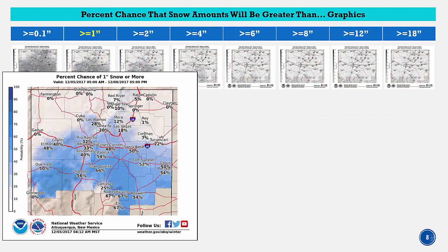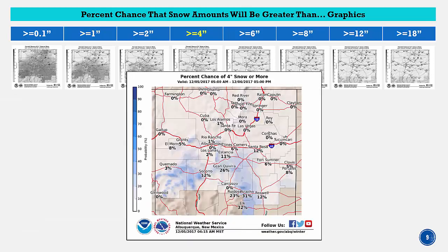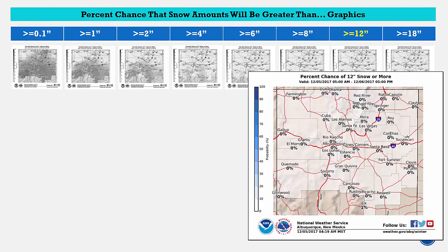For example, here is a graphic detailing the probability or likelihood that snowfall will equal or exceed 1 inch. Based on this graphic, the Southwest Mountains and areas in and near the South Central Mountains have the best chance for 1 or more inches of snow. For the same event, here are the probabilities of 4 or more inches of snow. And you can see the probability decreases overall, but the high peaks still have the best chance. As we go to the probability of 1 foot or more of snow, chances decrease to near 0.